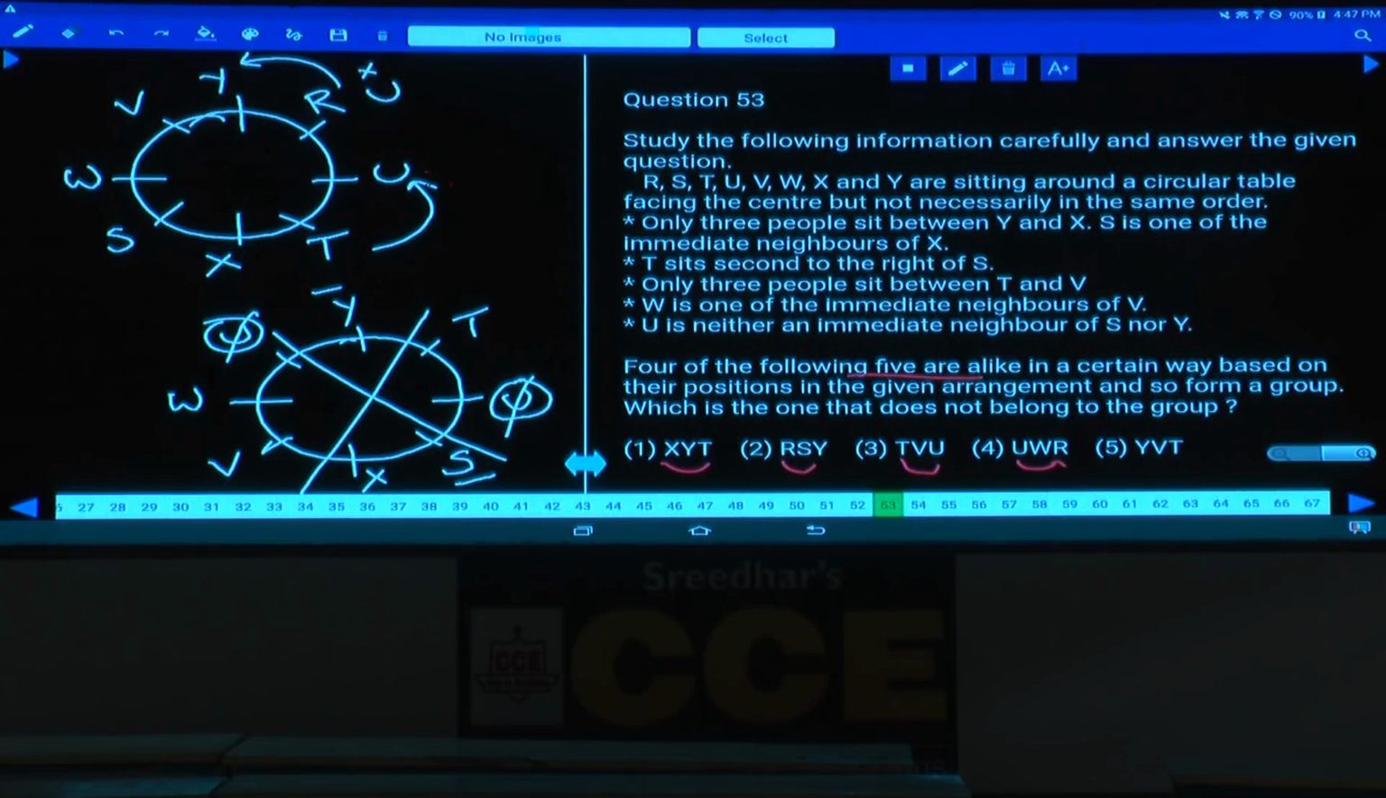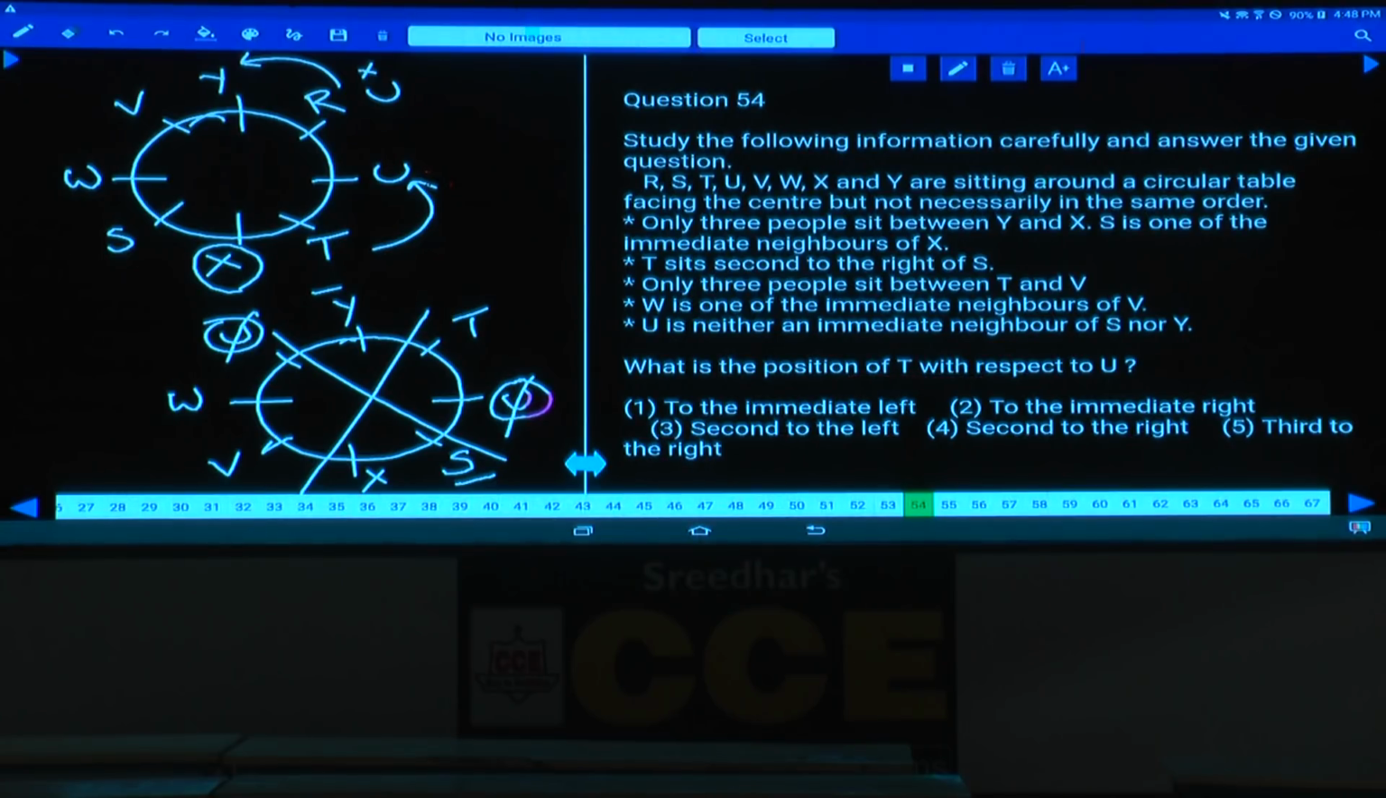And Y and V. Y's opposite element should be taken, and that means the first 2 persons are not opposite to each other, except in choice 5. In the remaining choices, the first 2 persons are always opposite. X and Y are opposite. Here R and S are opposite. T and V are opposite. U and W are opposite. But here Y and V are not opposite to each other. Choice 5 is the odd one.